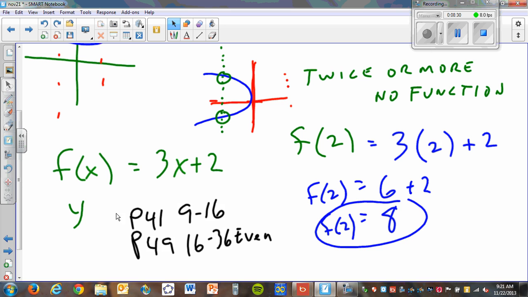Your homework's right here, page 41, 9 through 16, evens, or 9 through 16 all, sorry, and page 49, 16 through 36 even. And we'll also do workbook page 14, that's in 1-7.